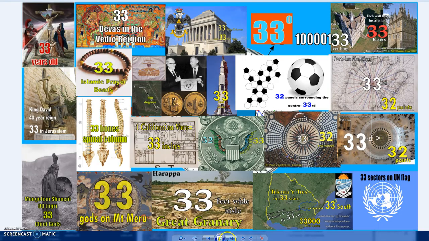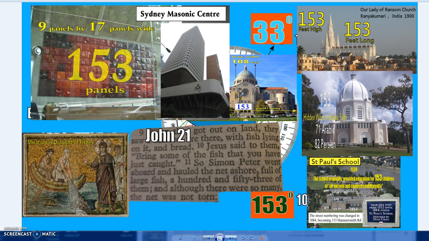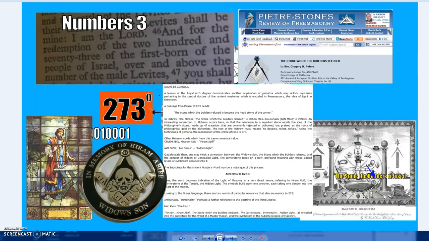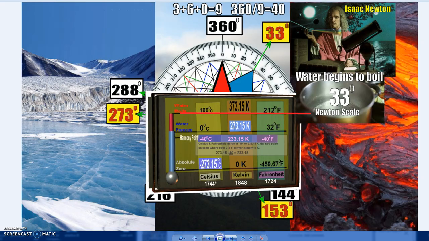Now, in earlier episodes I went into the connections in the various ones. So, for instance, in 33, also 33 over 32, because 32 degrees Fahrenheit is where water freezes on the Fahrenheit scale. 33 degrees on the Newton scale is where water begins to boil. But also 153 again in this Masonic tradition, in all sorts of religions, and 273 again in both sort of a Bible and the esoteric traditions, sort of.